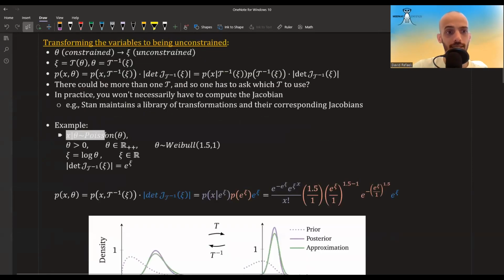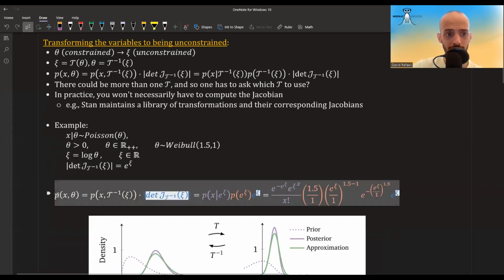So giving an example, let's suppose our likelihood is a Poisson distribution. The parameter in the Poisson distribution has to be strictly positive. So we can take as a prior that it is distributed by Weibull. In order to move to a non-constrained space, we need to take the log of it. So if theta is strictly positive, the log of theta lives in R. The determinant of the inverse Jacobian is exponent of xi. So basically, we take the inverse transformation, which is this, and then we take the derivative of this with regard to xi, but it remains e to the power of xi.